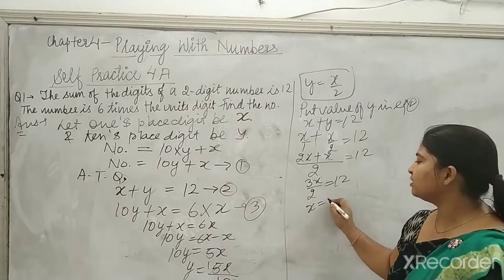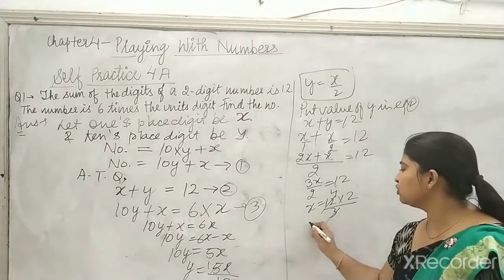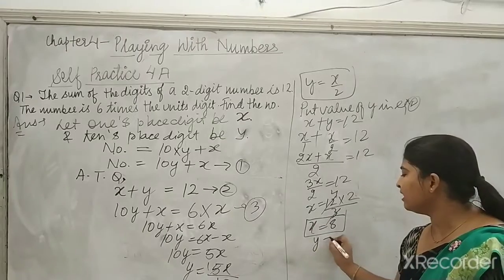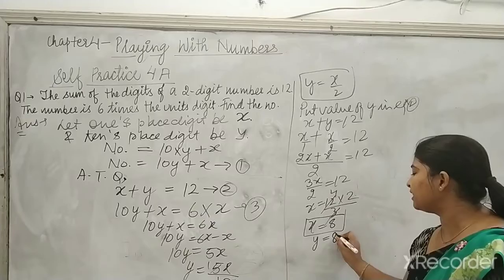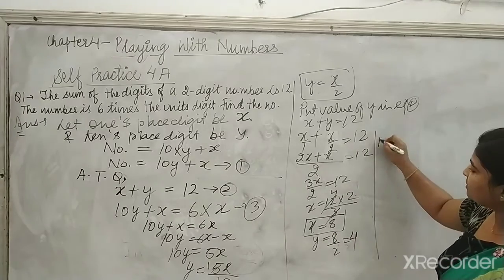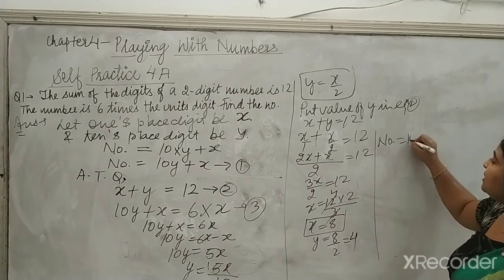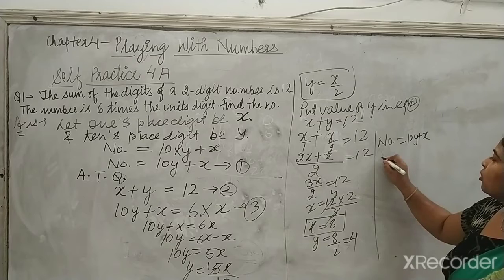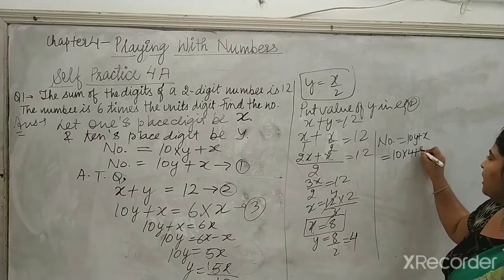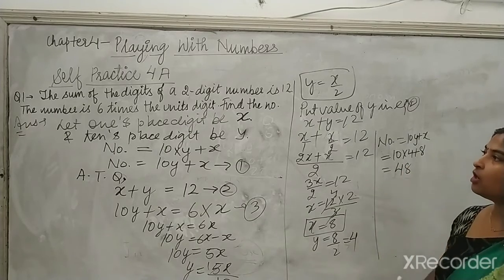So the value of x will be 12 into 2 upon 3, that is 4 times 2, 8. So the value of x is 8. And what will be the value of y? y is x upon 2, that is 8 upon 2, that is 4. So if x is 8 and y is 4, the number is 10y plus x. So it will be 10 into 4 plus 8, so it will be 48. So this is your answer.